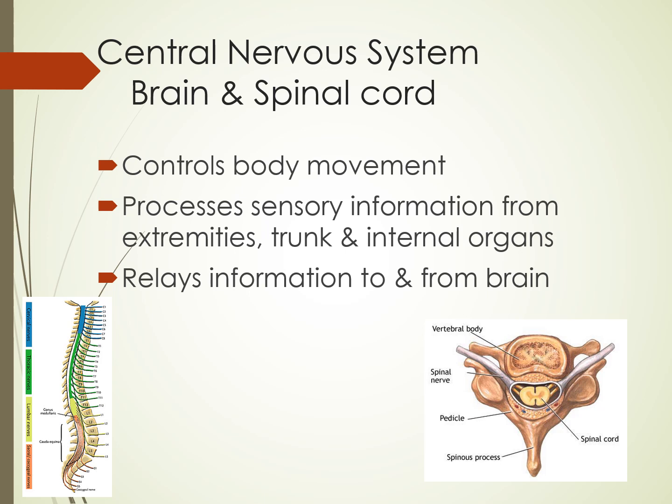Right, on this slide, let's look at the central nervous system, and that includes the brain and the spinal cord. And as you know, that's what controls our movements. Our brain says, take a sip of coffee, and it controls our movements. It processes sensory information from extremities, the trunk, and internal organs. And then it relays that information to and from the brain. You can see a picture there in the bottom right, the picture of that vertebrae, and all the bony prominences there, the ligaments, and in the middle there is the spinal cord itself.